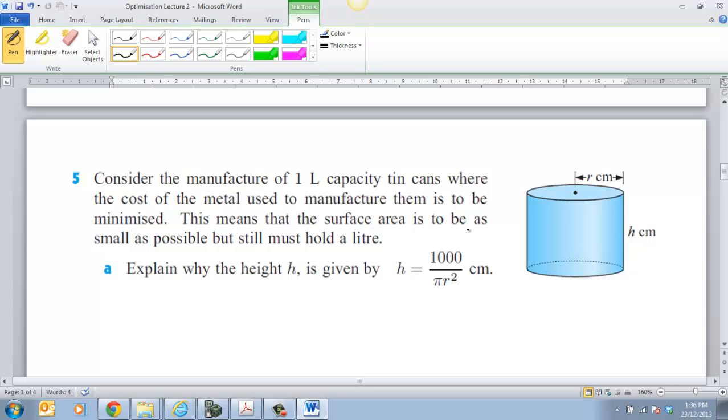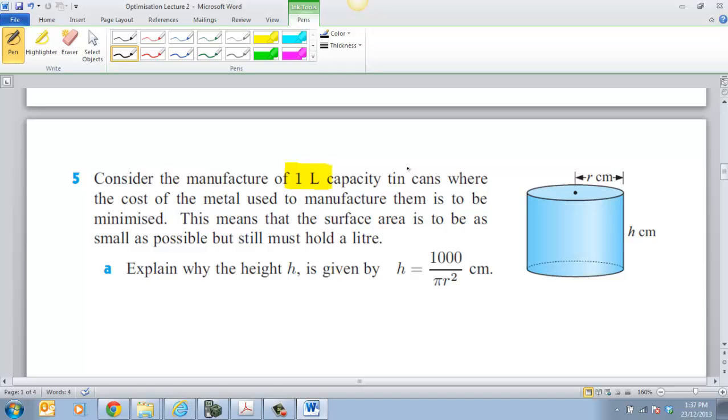The manufacturer has a 1 litre capacity for the tin. So again, I'm thinking this is the key bit of information I'm going to use to find h in terms of r. The first thing is to explain why the height is given by that. Well, this is a tin, where the cost of material is to be minimised.